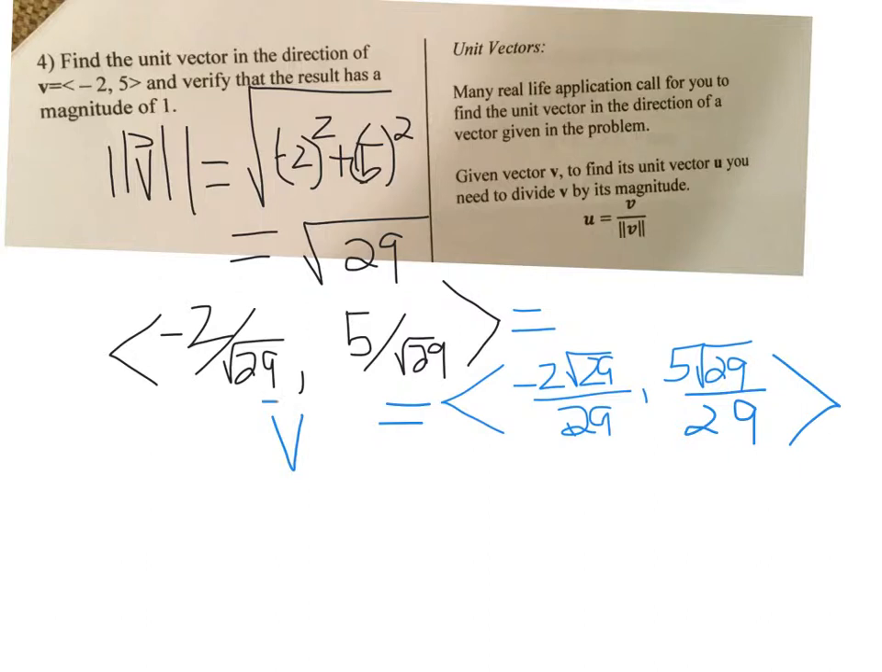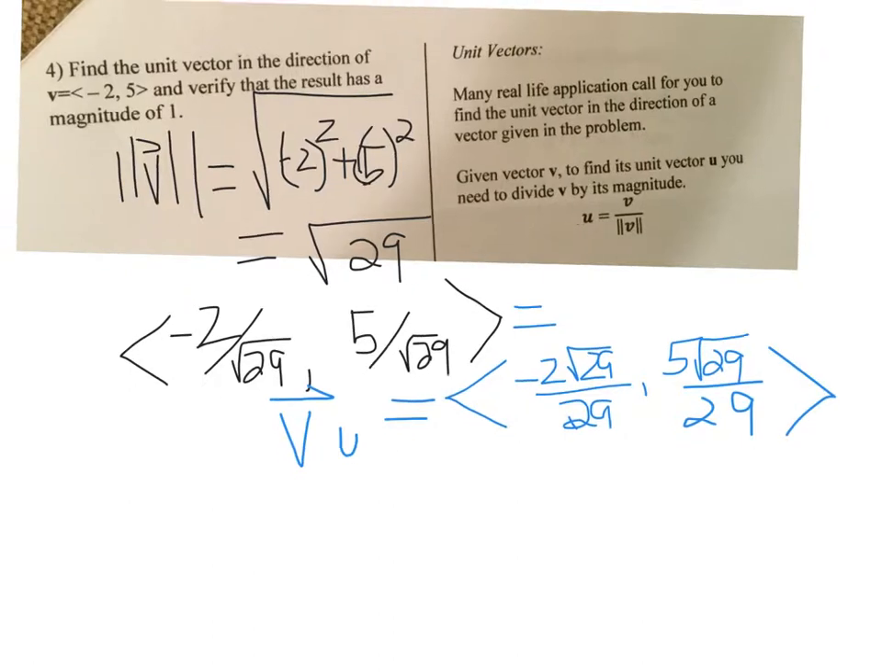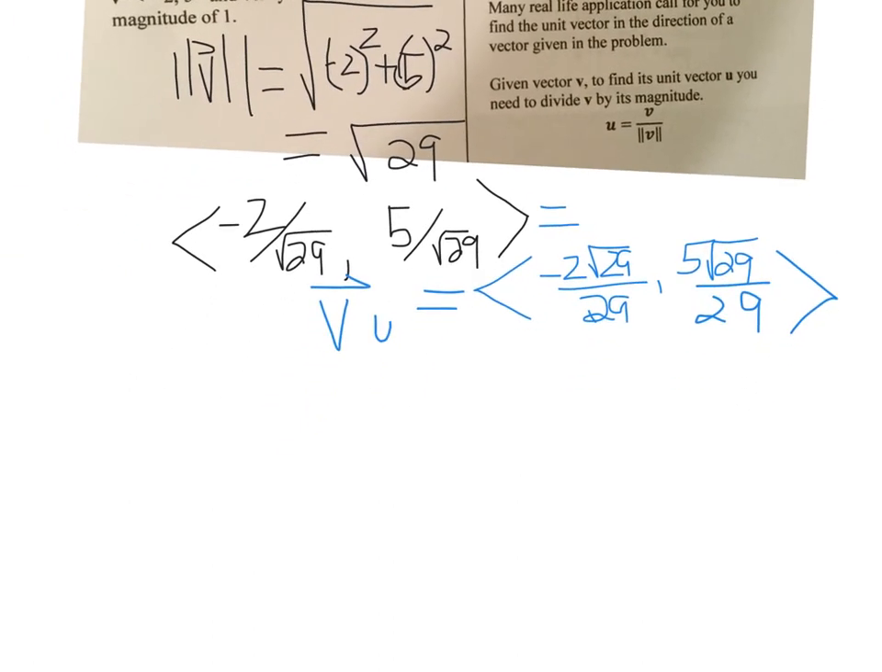So this is the unit vector, and I'm going to label it. It's vector v, but I'm going to put a subscript u, because it's the unit vector of vector v. The last thing I need to do is verify that this new thing that I have in blue has a magnitude of 1. So to do that, I'm going to use a different color. I'm going to find the magnitude of vector v unit.